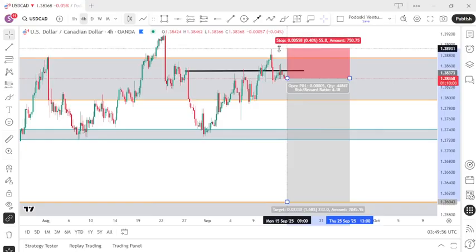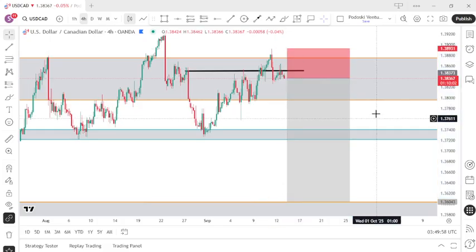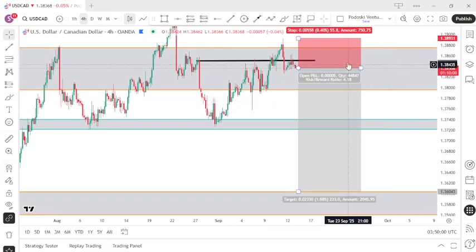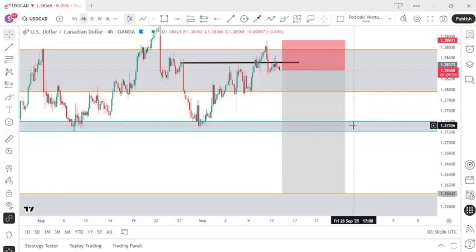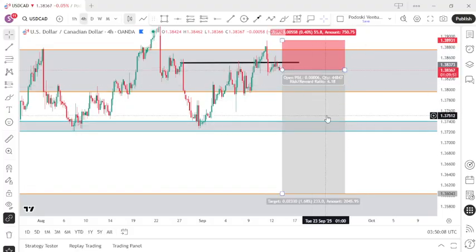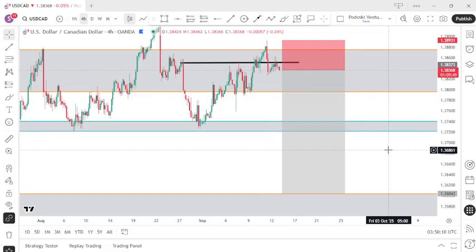Our stop will be up here, about 55 pips. That's where our stop will be, then our take profit 1 and our final take profit 2. After TP1, we move our stop to break even, if it's up to our minimum risk to reward. If it's not, then we hold till our minimum risk to reward has been achieved. Then we move our stop to break even.